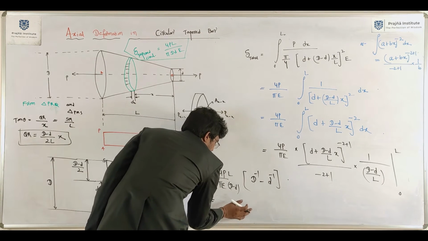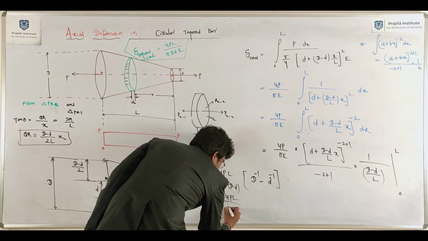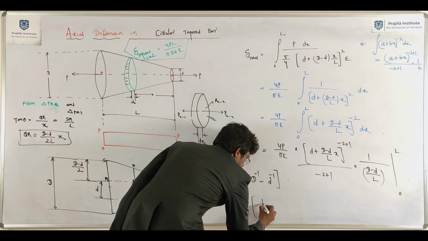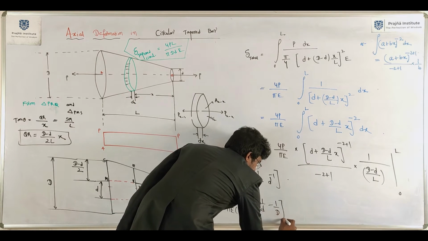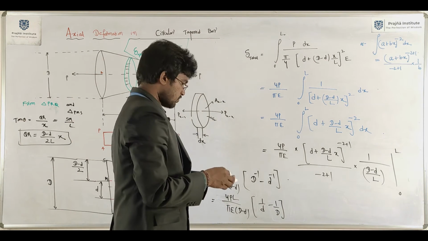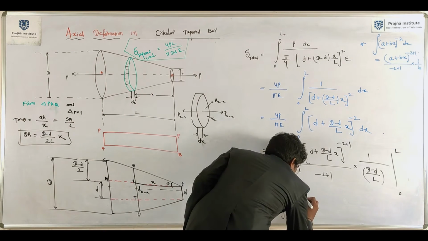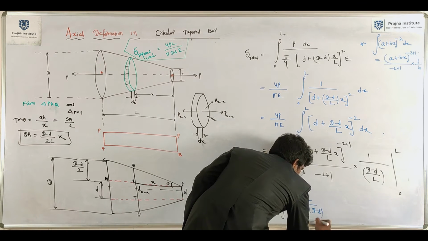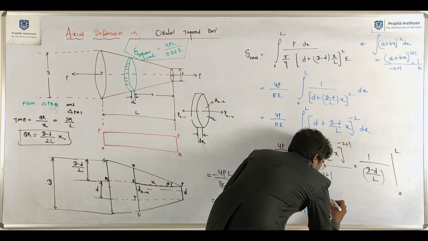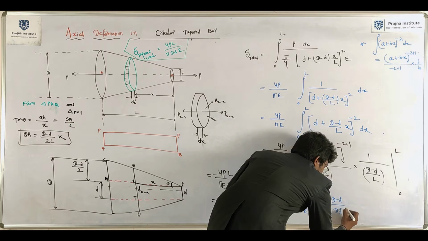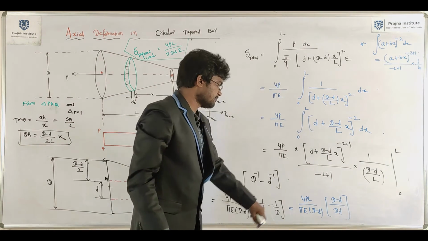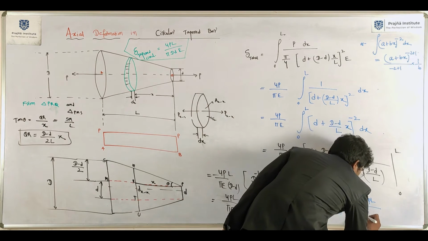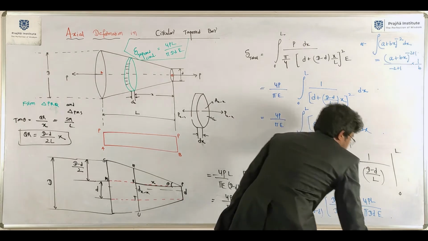Minus. Take minus inside, pi E (D minus d) here, then 1 by d minus 1 by D. Here what you will get, tell me? 4PL by pi E, capital D minus small d, by capital D small d. D minus d gets cancelled out. 4PL by pi capital D small d E.